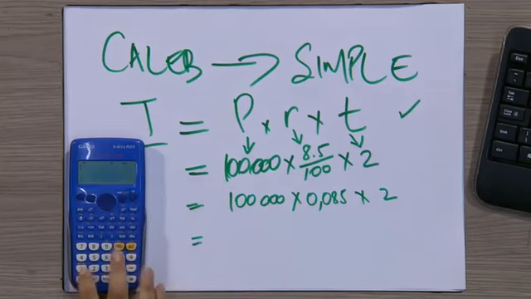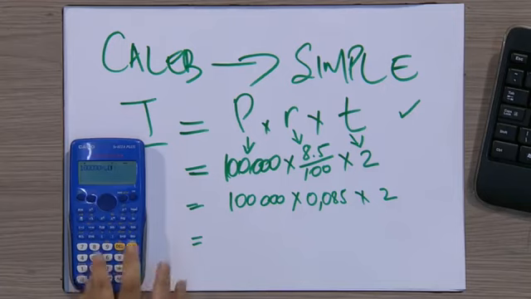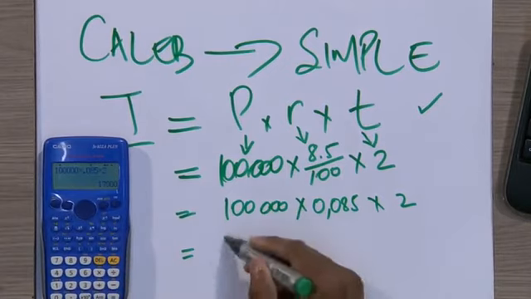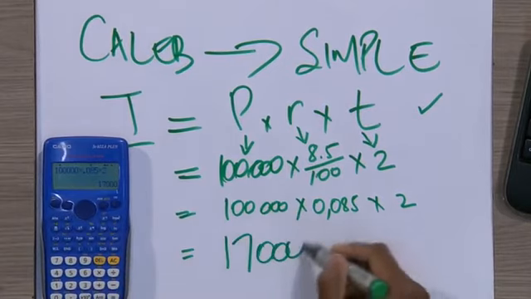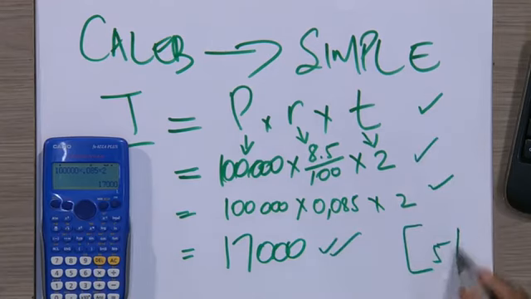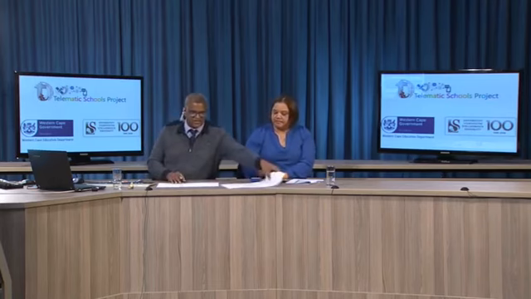So we simply say 100,000 multiplied by 0.085 multiplied by 2. And that would give us... And the answer is 17,000. And so there you get your 5 marks for that calculation. Okay, that's Caleb. Let's see, what did Riley do?